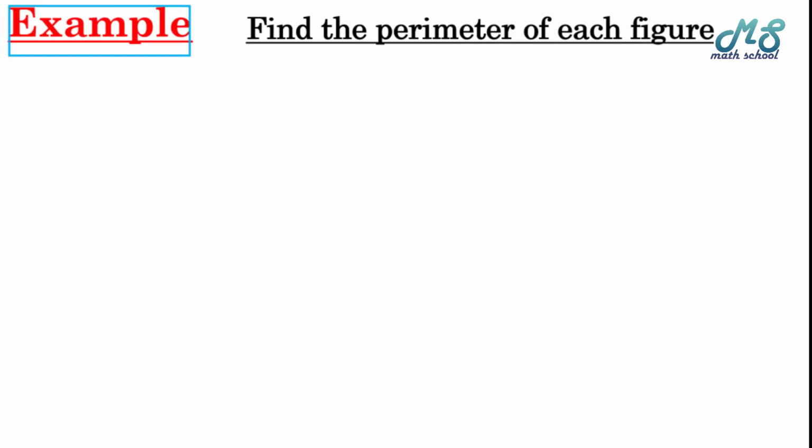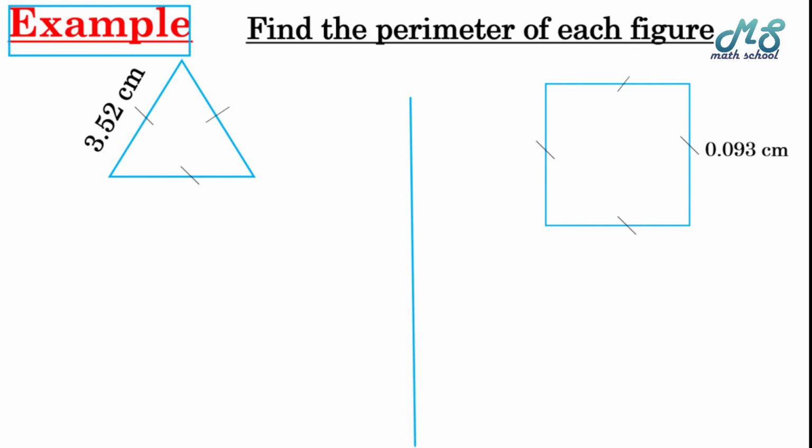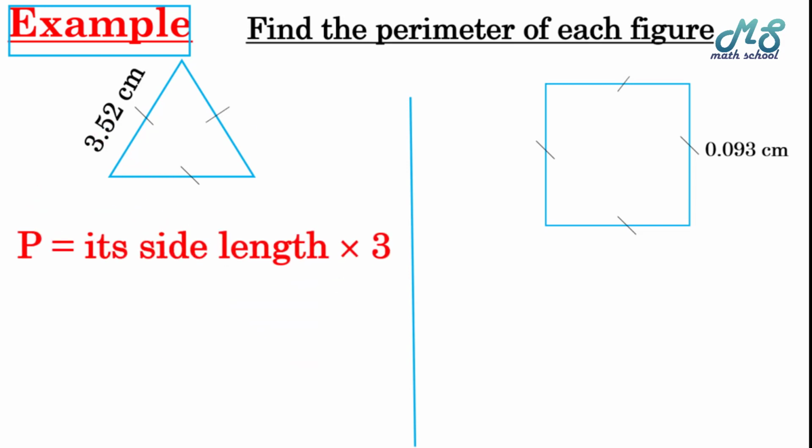Let's have an example guys. Find the perimeter of each figure. The first one guys, it's what? Yes, it's an equilateral triangle with side length 3.52 centimeter. To find the perimeter of the triangle, just add all the sides. We have all the sides are the same. We studied before that the perimeter of the equilateral triangle equals its side length times 3.